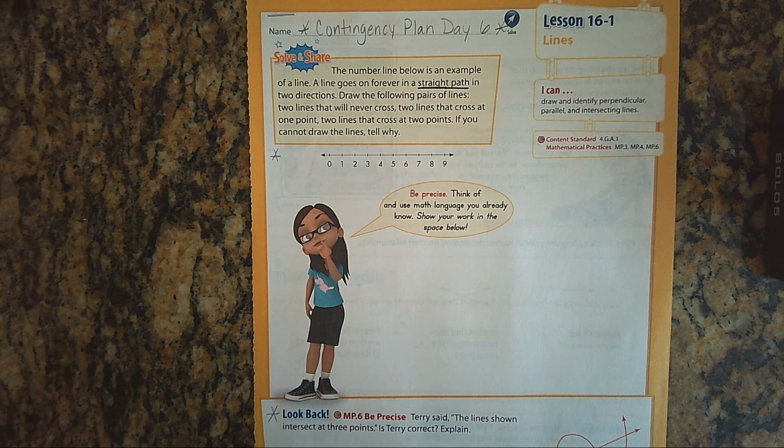Draw the following pairs of lines. Two lines that will never cross. Two lines that will cross at one point. Two lines that will cross at 2 points. If you cannot draw the lines, tell why. So before you pause, I'm going to help you set this up.